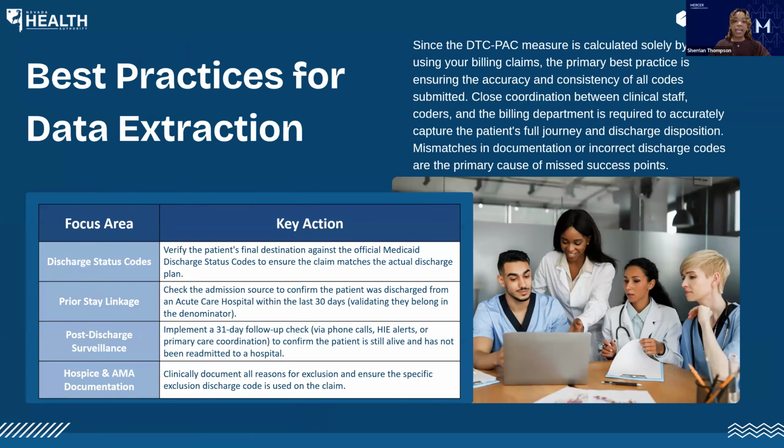So since this is a claims-based measure, your clinical and coding teams must be perfectly aligned. We recommend a monthly cross-check to ensure that what the nurse writes in the chart as home matches the specific discharge status codes being sent to Medicaid. So some of the focus areas would be, again, the discharge status codes, prior stay linkages, post-discharge surveillance, and hospice and AMA documentation. So these are some key focus areas that you and your team should be working on a monthly basis.